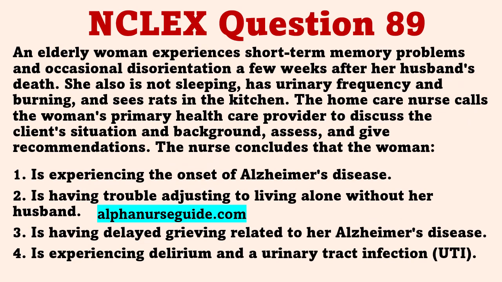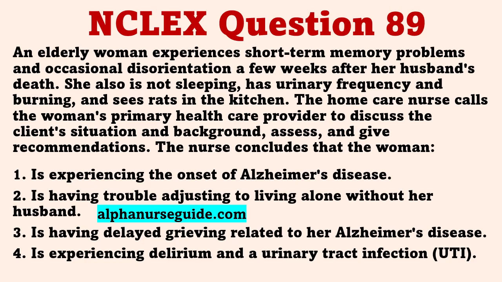An elderly woman experiences short-term memory problems and occasional disorientation a few weeks after her husband's death. She also is not sleeping, has urinary frequency and burning, and sees rats in the kitchen. The home care nurse calls the woman's primary health care provider to discuss the client's situation and background, assess, and give recommendations. The nurse concludes that the woman, 1. is experiencing the onset of Alzheimer's disease. 2. is having trouble adjusting to living alone without her husband. 3. is having delayed grieving related to her Alzheimer's disease. 4. is experiencing delirium and a urinary tract infection.